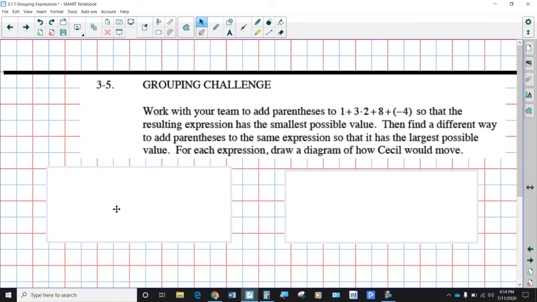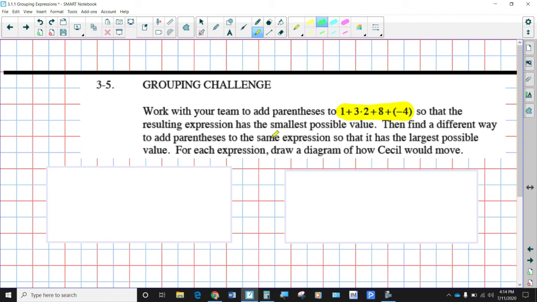All right, now for the challenge. It's a group challenge, but you're on your own. So this is what I want you to do. We are going to take this expression right there. Write it down 2 different times. Give yourself a little bit of space.